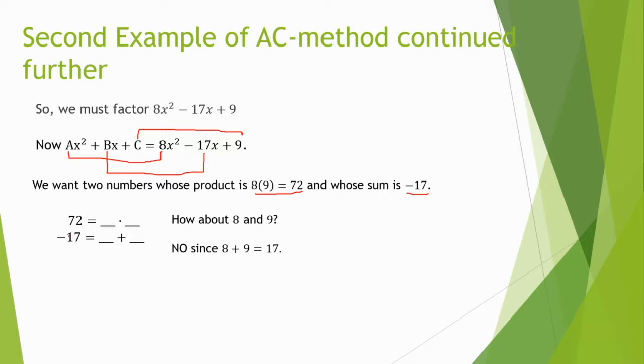We want negative 17, not 17, but what can we do? We negate. In other words, 8 and 9 aren't going to work. Their negatives will. And hopefully it's easy to see that negative 8 times negative 9 is still 72, just by the sign rules. Okay, that's good.